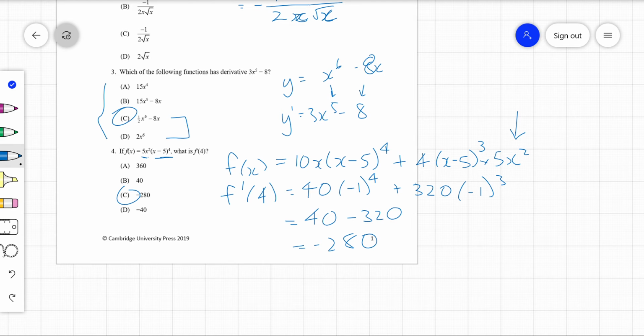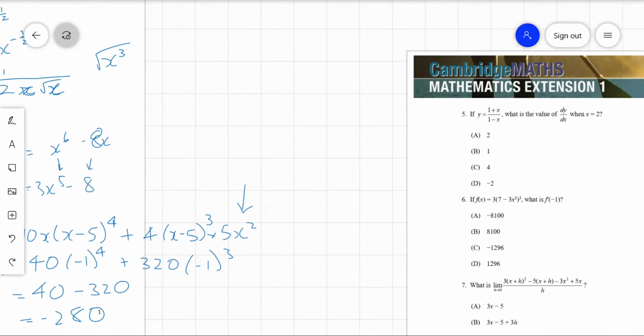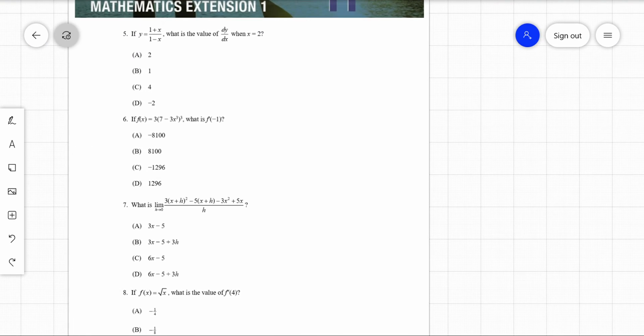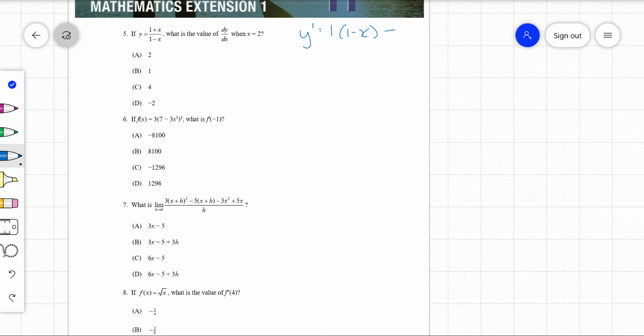Alrighty, so let's try and find the question. Here we go, question 5. Question 5 is a quotient rule, so u dash v minus v dash u on v squared. So I'm differentiating the top, which is just 1, times the bottom, 1 minus x, minus differentiate the bottom, which is minus 1, so that's going to go back to a plus, times the top, and divided by the bottom all squared.